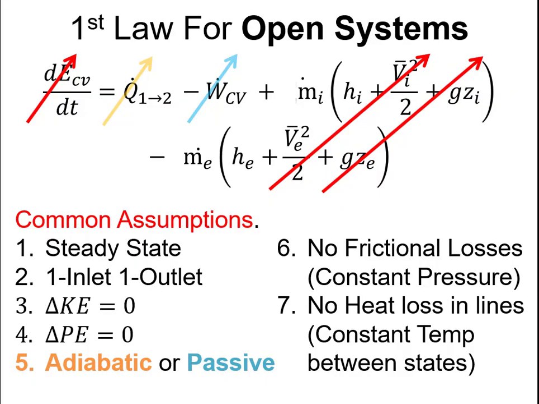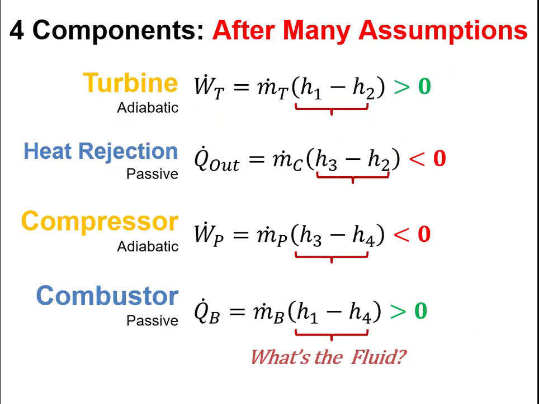We can do first law analyses on all our components, like we did in the Rankine cycle, and we can get equations for turbines and heat exchangers and compressors. Then we have to ask ourselves, what's the fluid? And in Brayton cycles, we assume that the fluid is air.